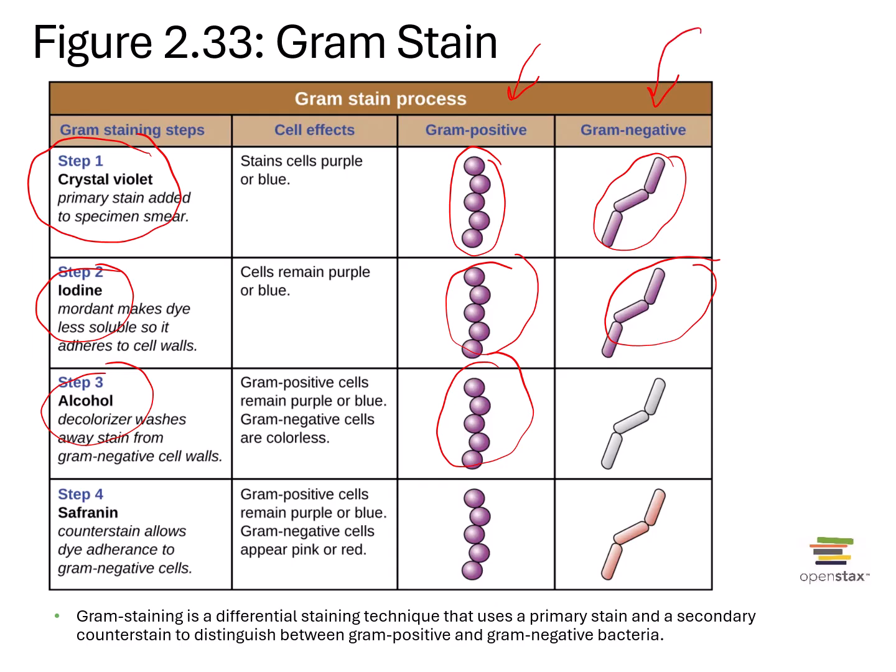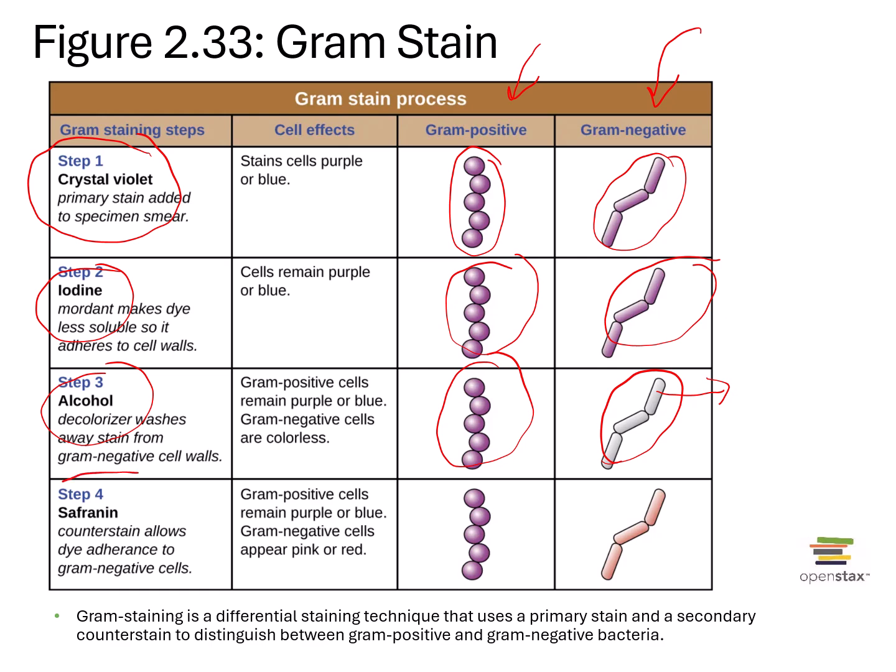But in gram-negative cells, they have only a very thin peptidoglycan layer, and that is easily broken, easily washed away with alcohol. So when the cell wall is washed away, that crystal violet iodine complex leaves the cells. And these cells end up colorless, as you can see, after the alcohol step.